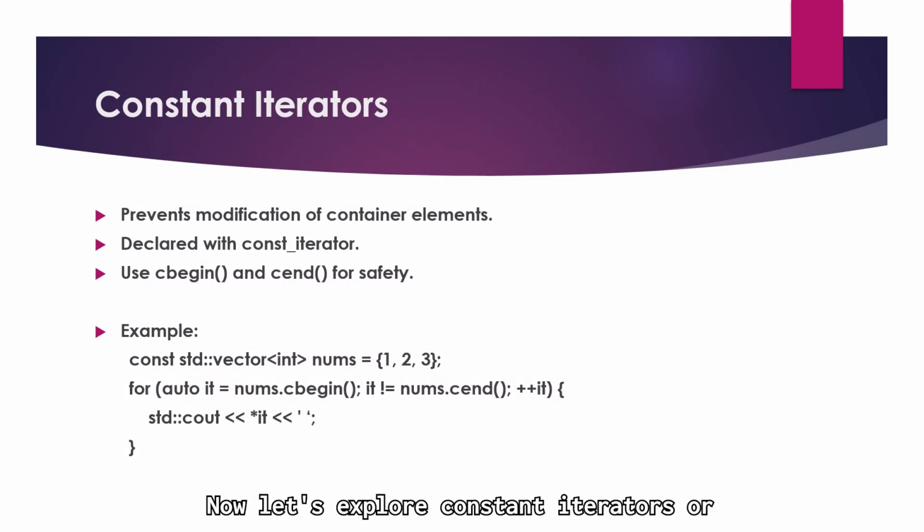Now let's explore constant iterators, or const iterators. These iterators offer read-only access to the elements of a container. You can traverse using them, but you cannot modify the values they point to. This immutability is valuable in several scenarios: when working with functions that must not alter the container, or when you want to guarantee safety in large collaborative codebases. In code, we use cbegin and cend instead of begin and end to get const iterators. This ensures your code won't compile if someone tries to modify an element within the loop. Const iterators enforce discipline.